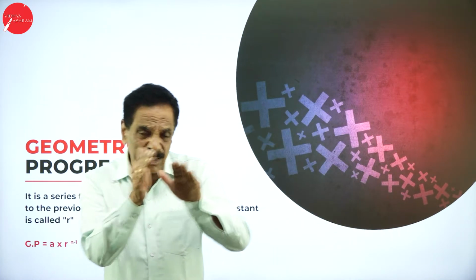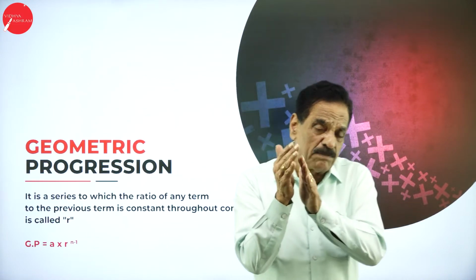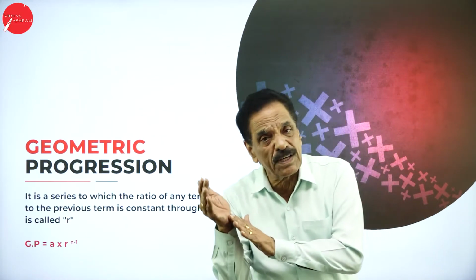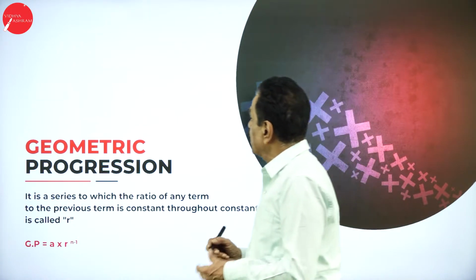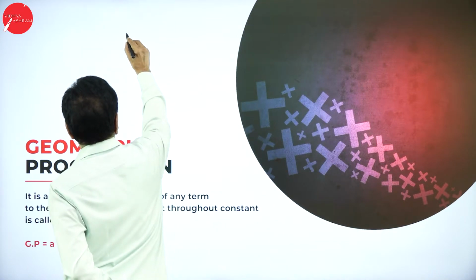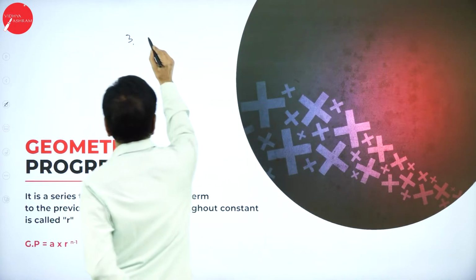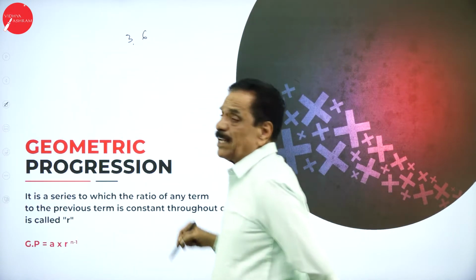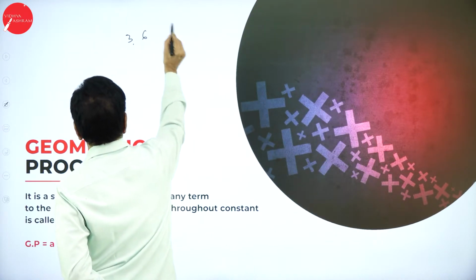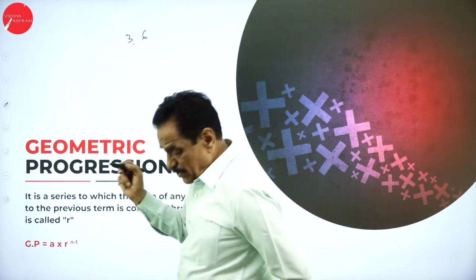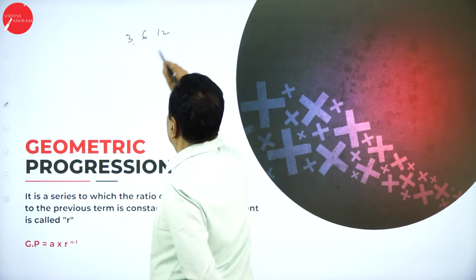Meaning, if you have three terms, the second term should be divided by the first term, the third term divided by the second term, the fourth term divided by the third term. It will go like this. If the terms are 3, then we have 6. 6 divided by 3 is 2. Then 12. 12 divided by 6 is 2.